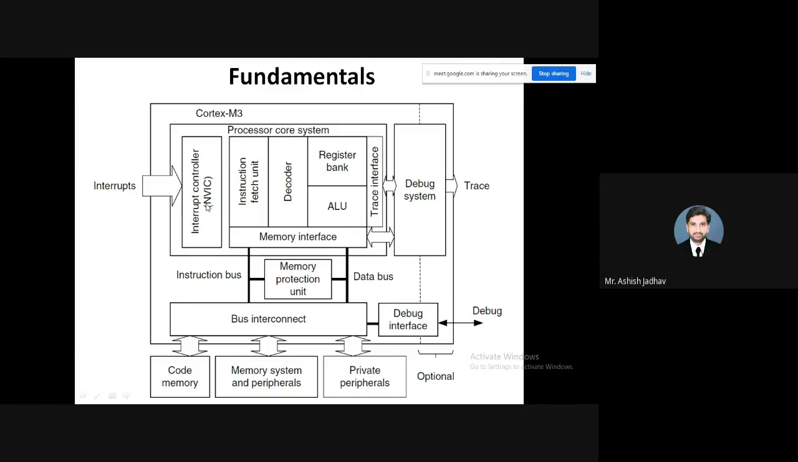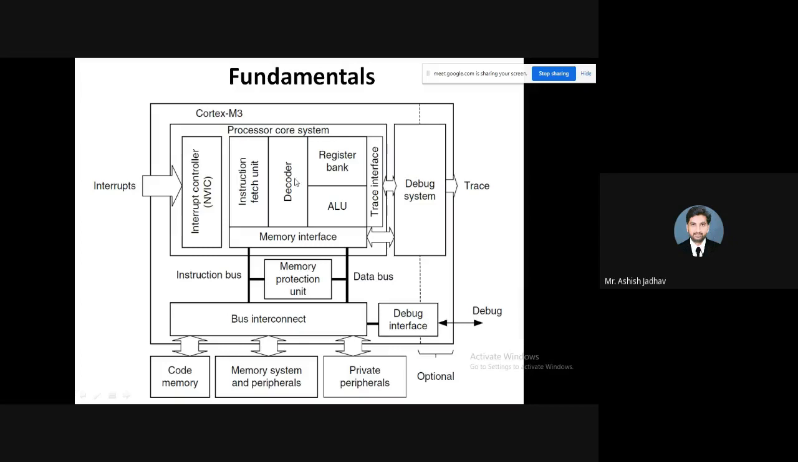This NVIC will decide which interrupt is to be served. NVIC will check the priority of the interrupt or exception. We know there are 256 exceptions and interrupts. If some exception or interrupt occurs, your NVIC will decide how to treat that interrupt. Right? Then we have instruction fetch and decode.